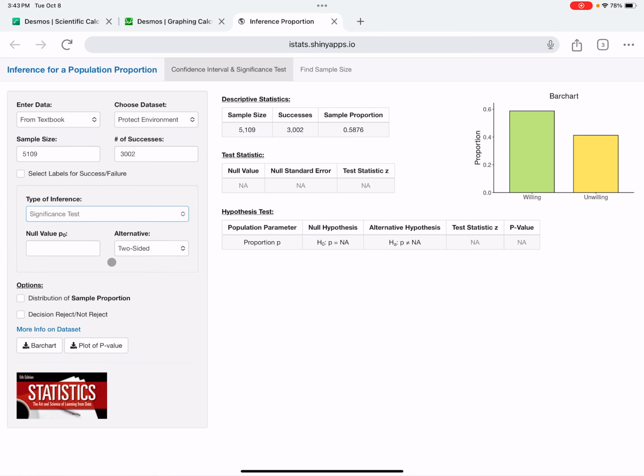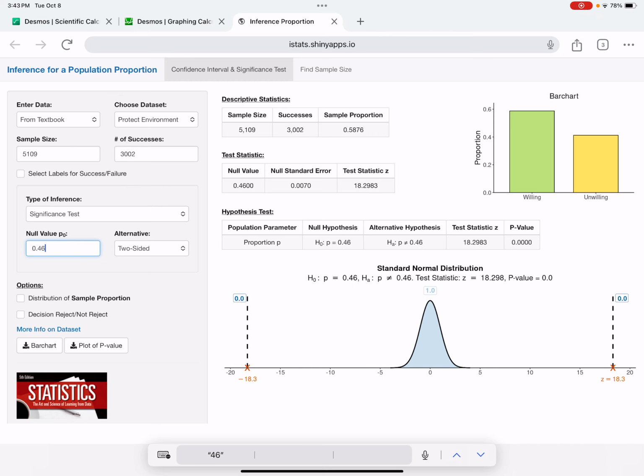We're looking for the p-value. To get the p-value, we have to enter the null hypothesis, right? Our null hypothesis was that 46% of people would be in favor, right? The null hypothesis is that the proportion of people in favor is the same as it was in 1966, which was 0.46. Okay, and we're going to run this as a two-sided test. So I think we're set there.